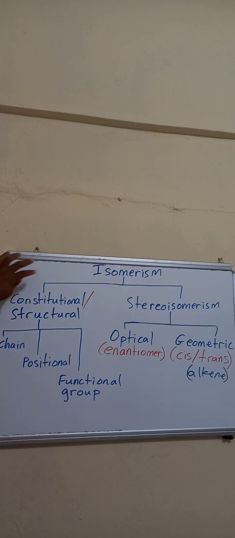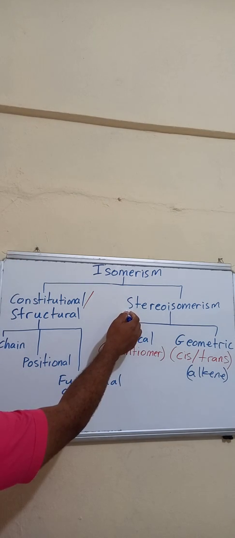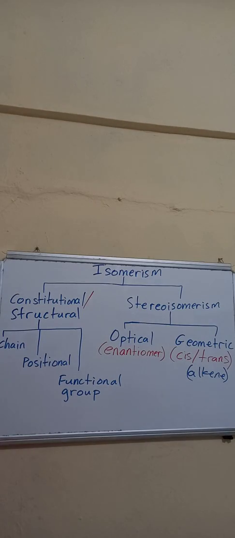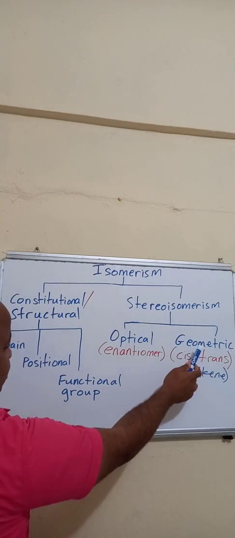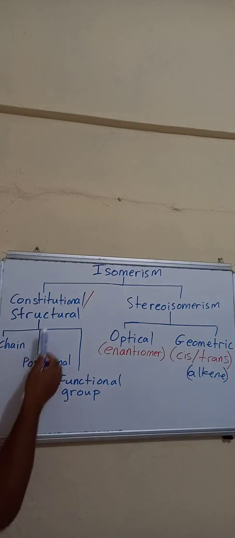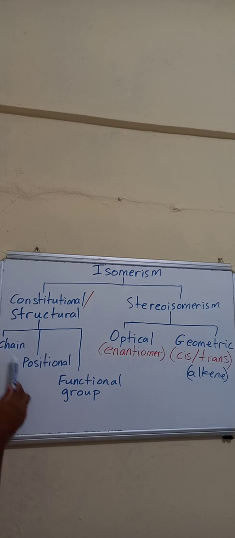Right? So the two categories, structural and stereoisomerism. Under stereoisomers, it's optical and geometric. For structural, you can have chain, positional, and functional group. So first, we're going to look at the structural isomers.